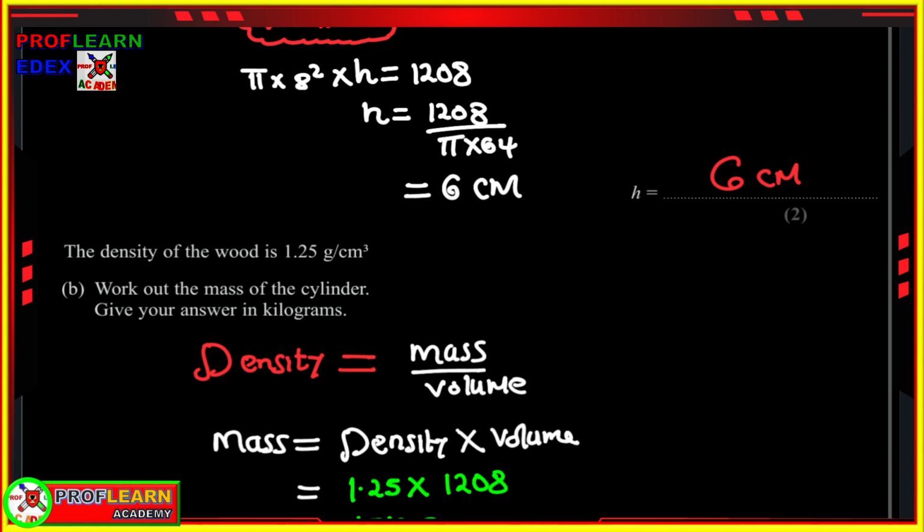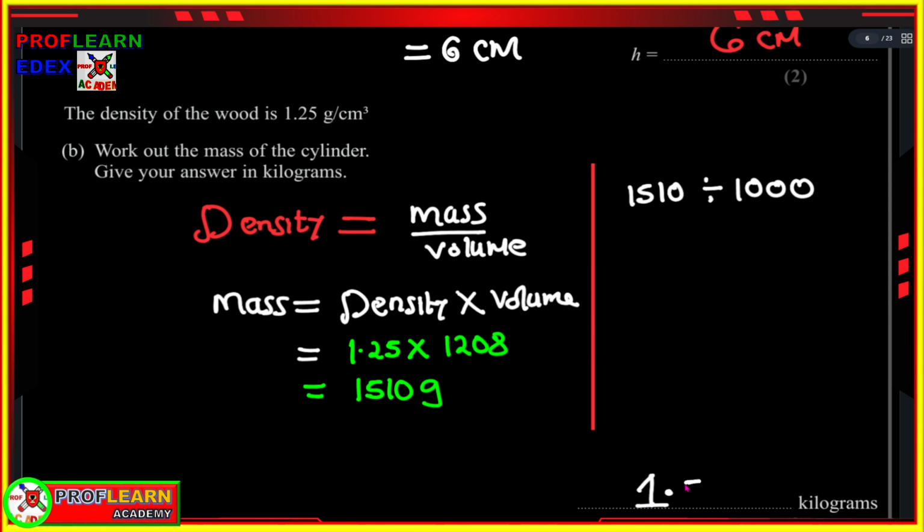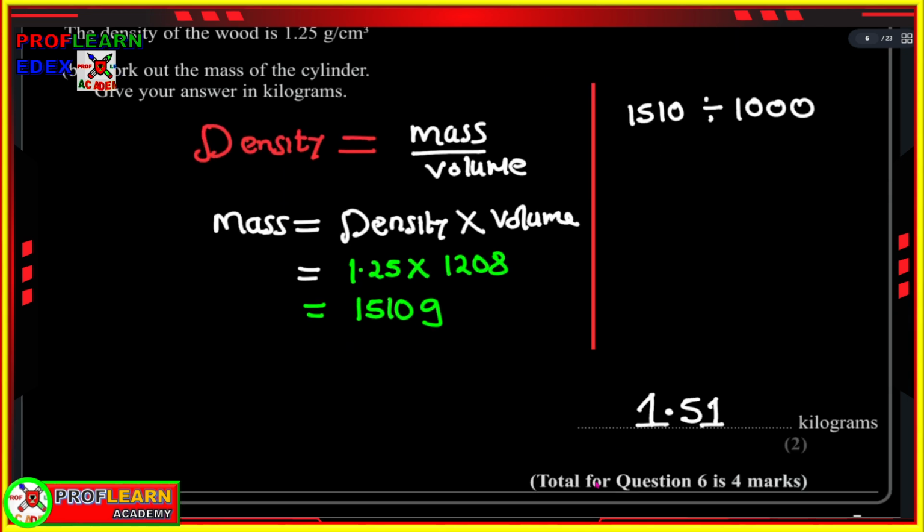But you can see the question is asking you to work out the answer in kilograms, so you have to convert grams to kilograms. So how do you go about it? 1510 divided by 1,000, and that is going to be 1.51 kilograms. Yeah, so you have to convert that so that you can get that final answer.